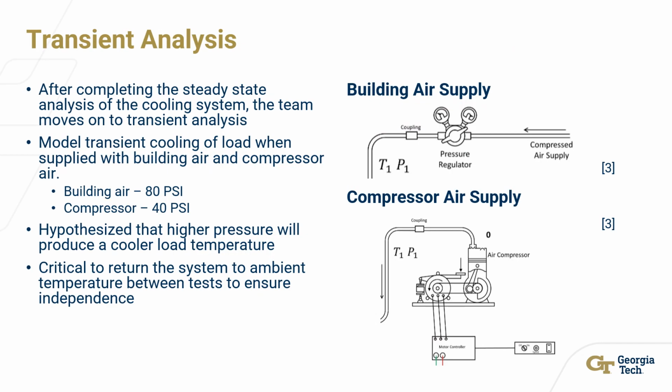The analysis that needs to be continued will include the transient analysis on the system, which tests the ability of the refrigeration system to reach steady state quickly. The team will use the building air supply to provide the system with excessively high pressure, 80 psi, while the compressor will supply 40 psi in a separate experiment.